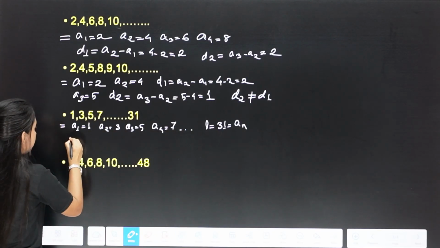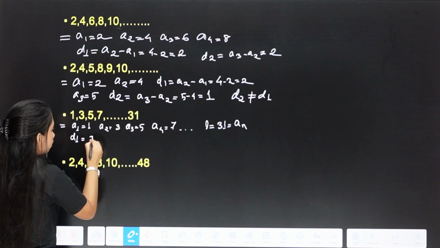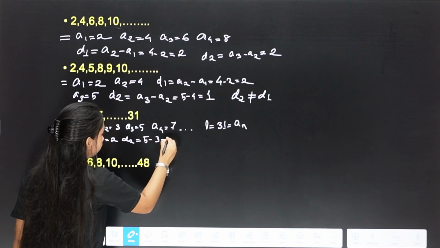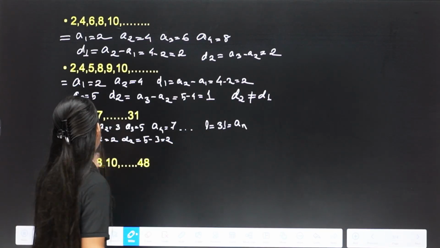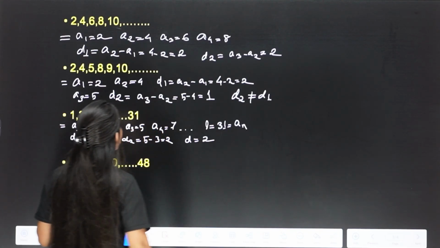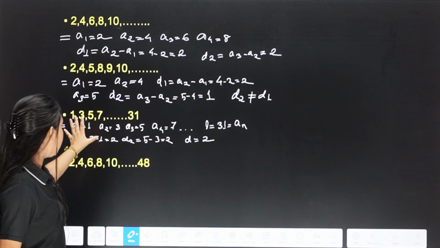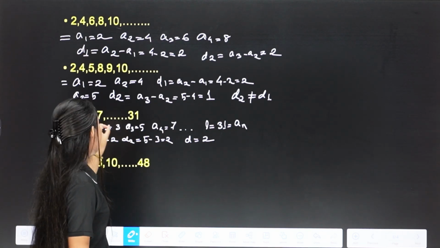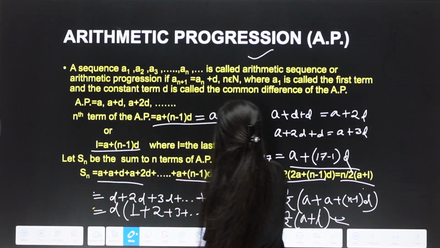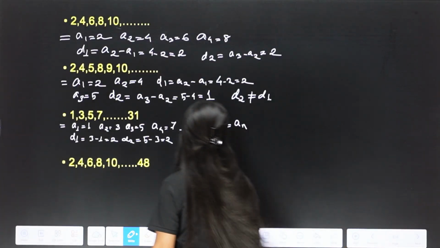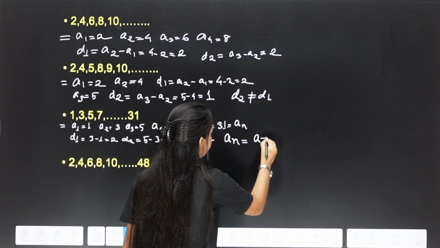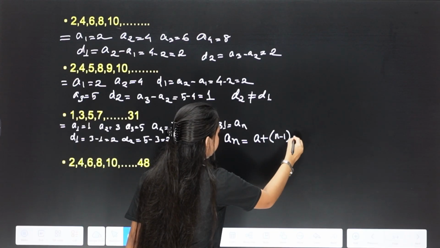First of all, we will find the common difference. D1 is equal to 3 minus 1, that is 2. D2 is equal to 5 minus 3, that is 2. Since the common difference is the same, let D be equal to 2. If we want to find how many terms are present in this sequence, we will use the previous formula that we have discussed: An is equal to A plus n minus 1 into D.